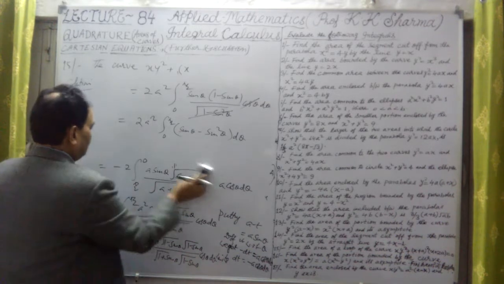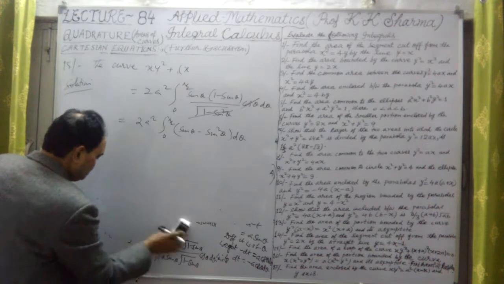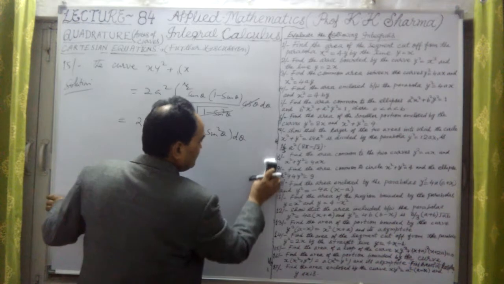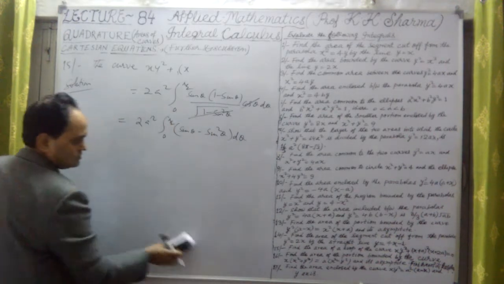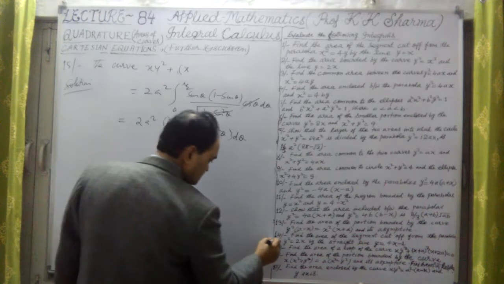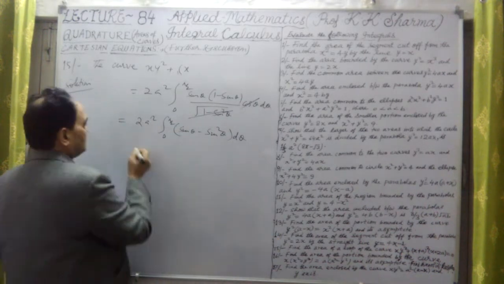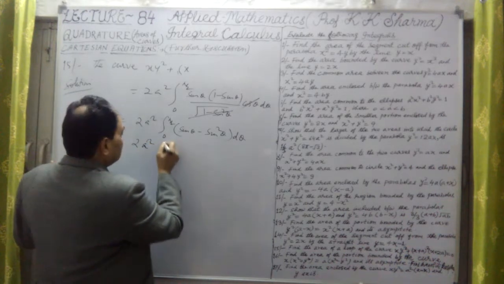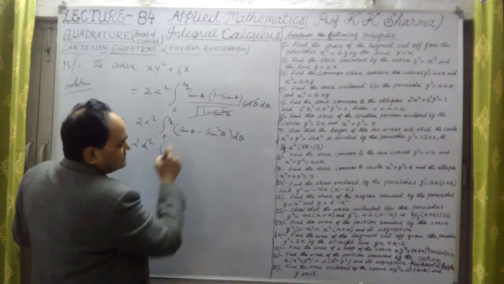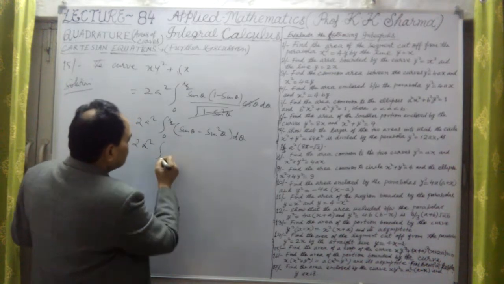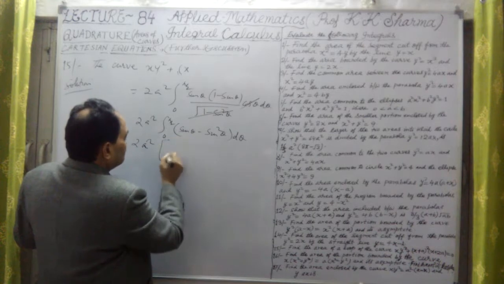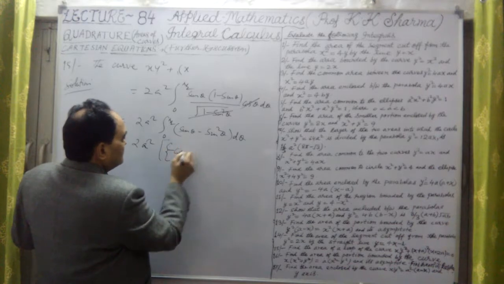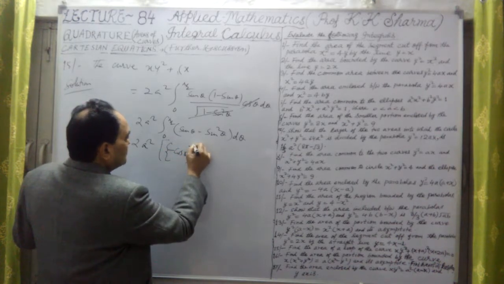Now let me integrate them. And what is the final answer? Let me check it. So the final answer of this question will be, okay, let me integrate this. This is twice a square, 0 to pi by 2. Now sine theta is integrated as minus cos theta. Now here limits 0 to pi by 2, no problem.